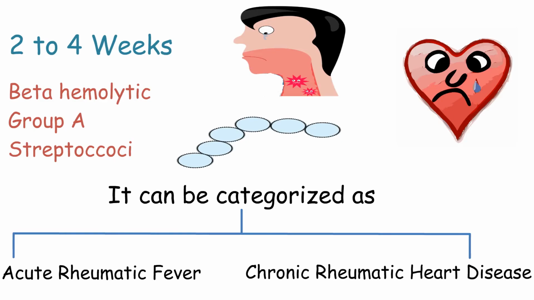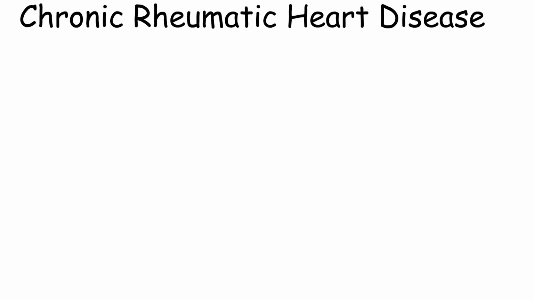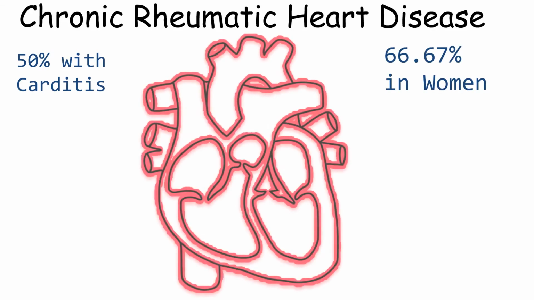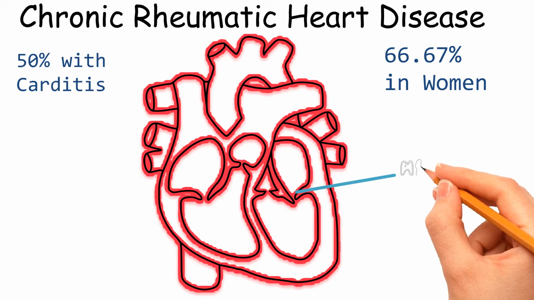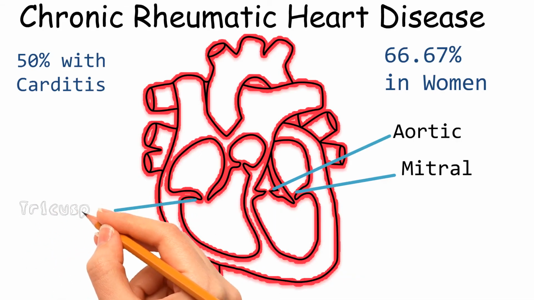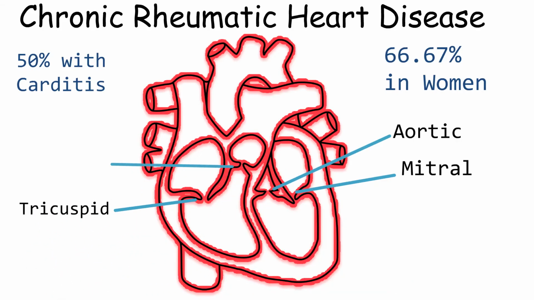Now let's go back and give some overview of chronic rheumatic heart disease. Chronic rheumatic heart disease develops in at least half of those affected by rheumatic fever with carditis. Two-thirds of cases occur in women. The mitral valve is affected in more than 90% of cases. The aortic valve is the next most frequently involved, followed by the tricuspid and then the pulmonary valve.